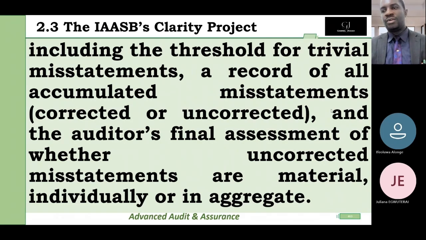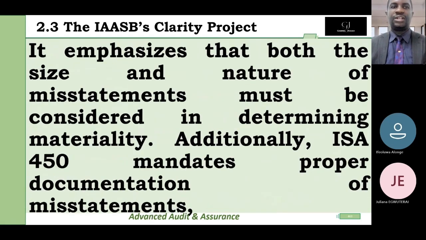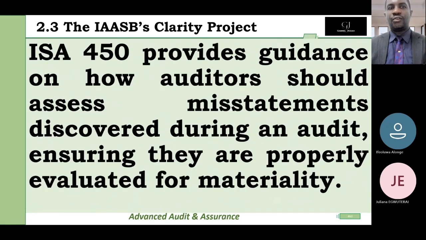So a record of all accumulated misstatements, corrected and uncorrected, and the auditor's final assessment of whether uncorrected misstatements are material, individually or in aggregate, should be brought to the fore. So this is very important. Whether corrected or uncorrected, misstatements should be aggregated, gathered and compiled as audit evidence during the audit work. So this is very important for ISA 450.